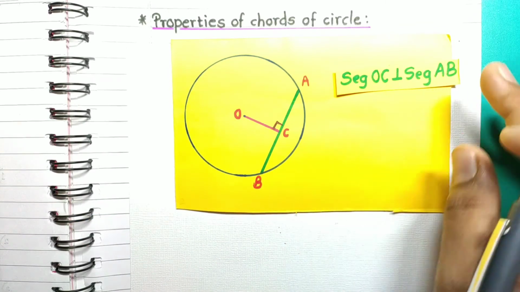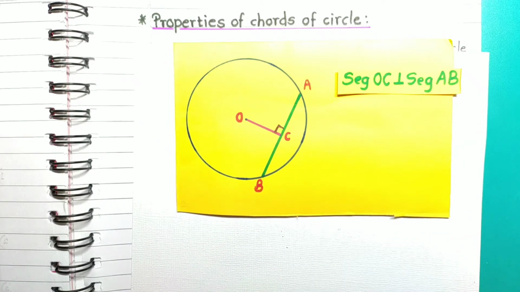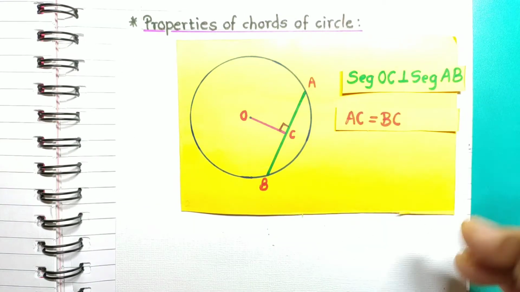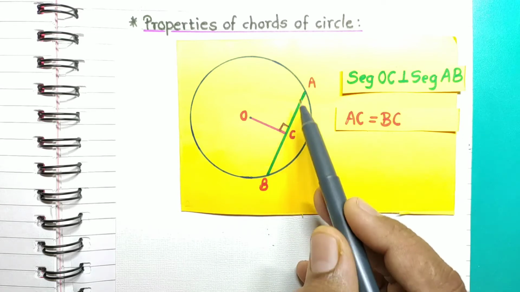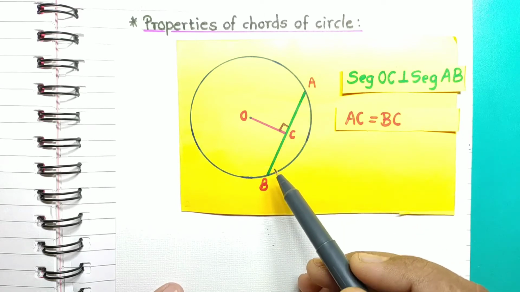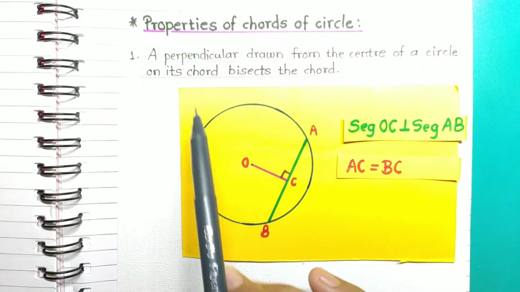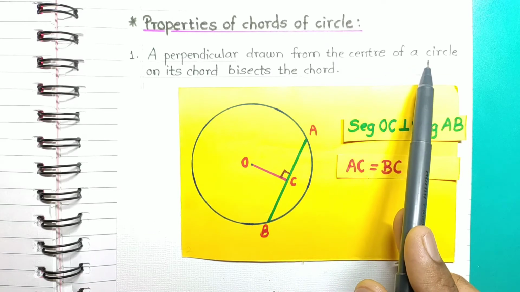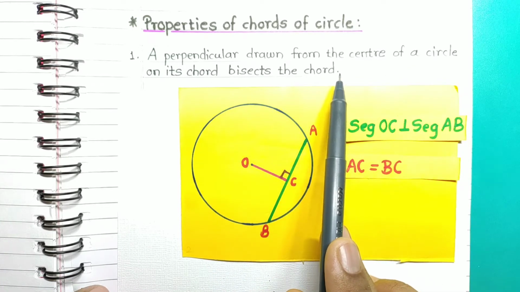When this is given, we conclude that AC is equal to BC. See, AC is equal to BC. That means point C is midpoint of chord AB. So here we get the property that, see, a perpendicular drawn from the center of a circle on its chord bisects the chord.